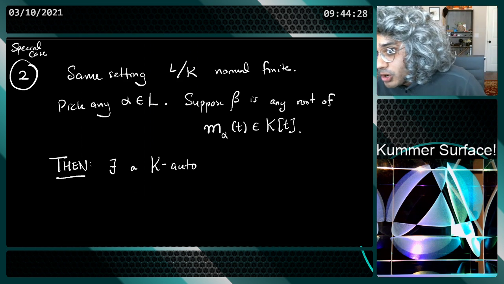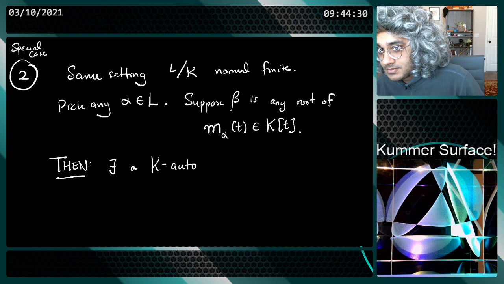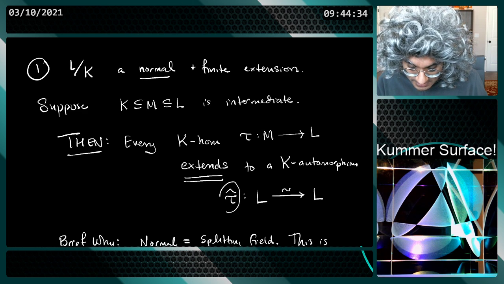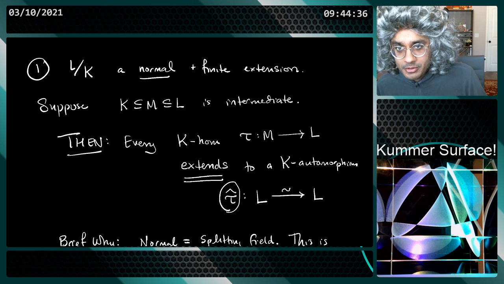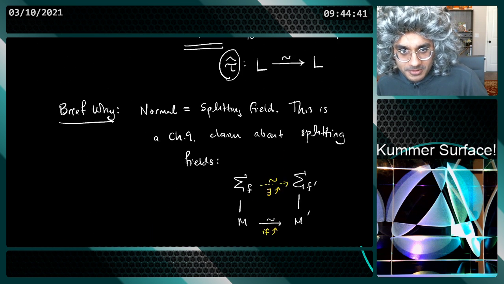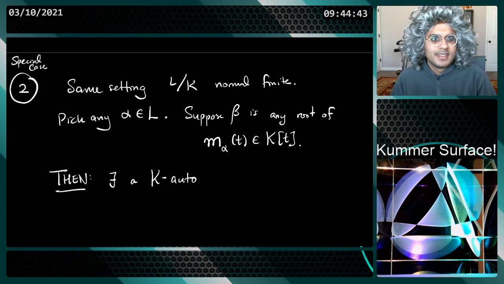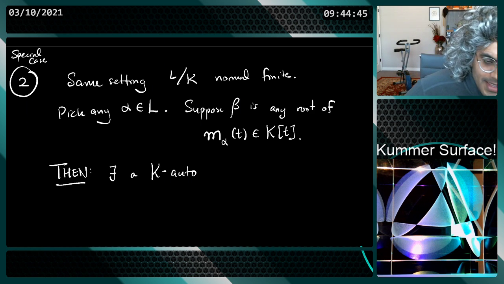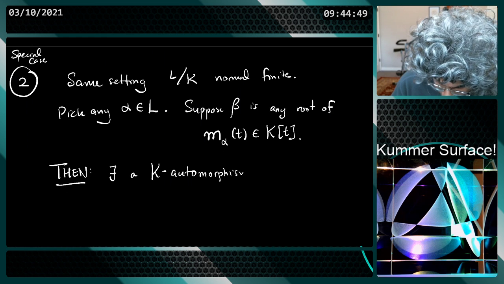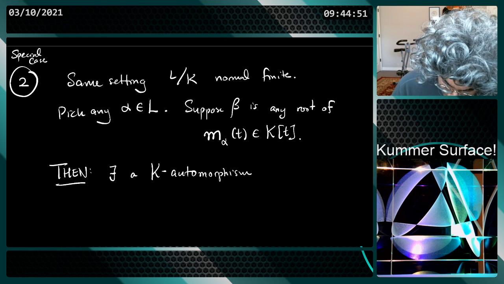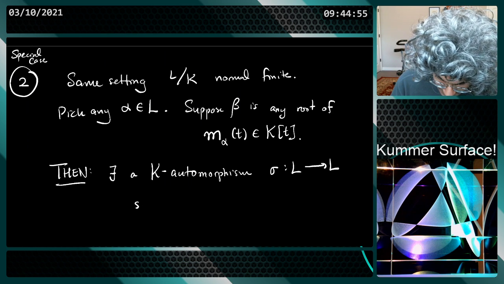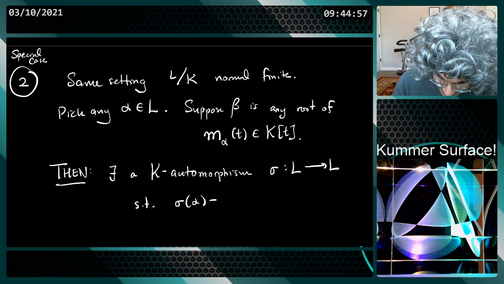Notice there are no uniqueness statements here. There is no uniqueness claim about this extension to an automorphism of the ambient field. No uniqueness, and that's very important. Okay, all right. And there exists a K automorphism sigma such that sigma of alpha is beta.